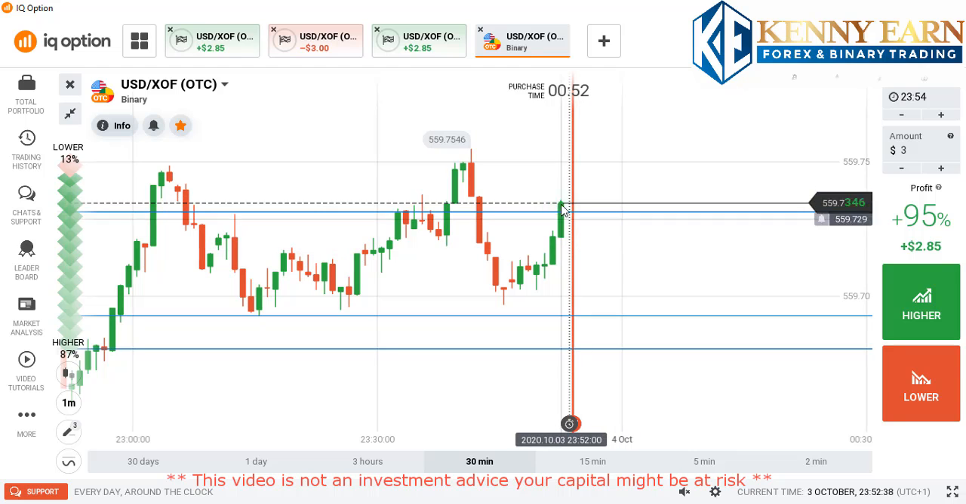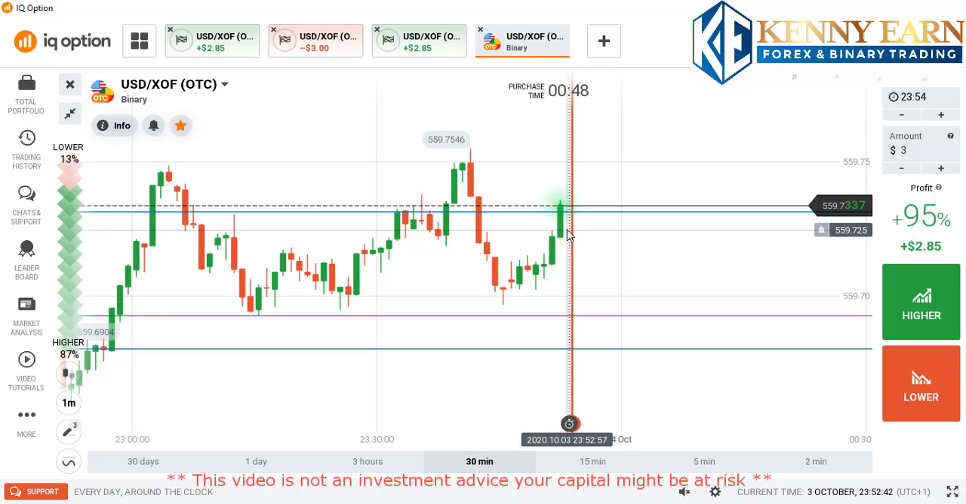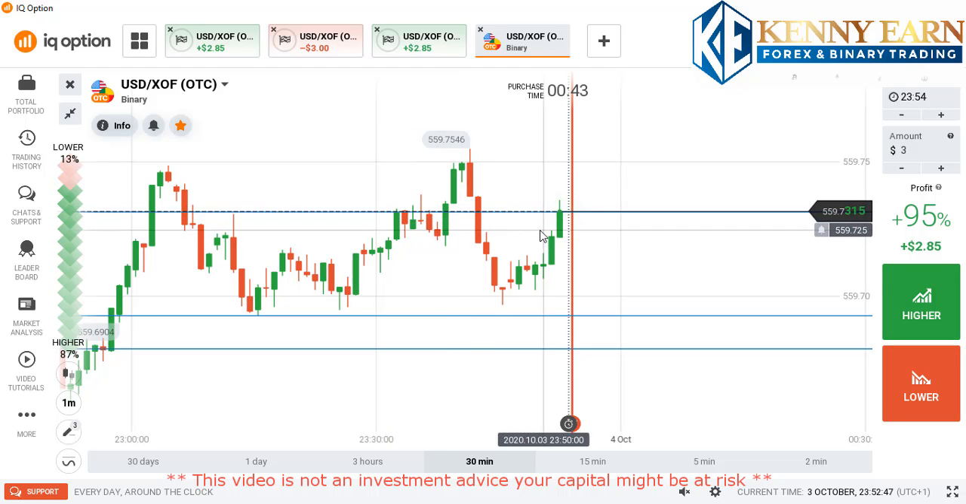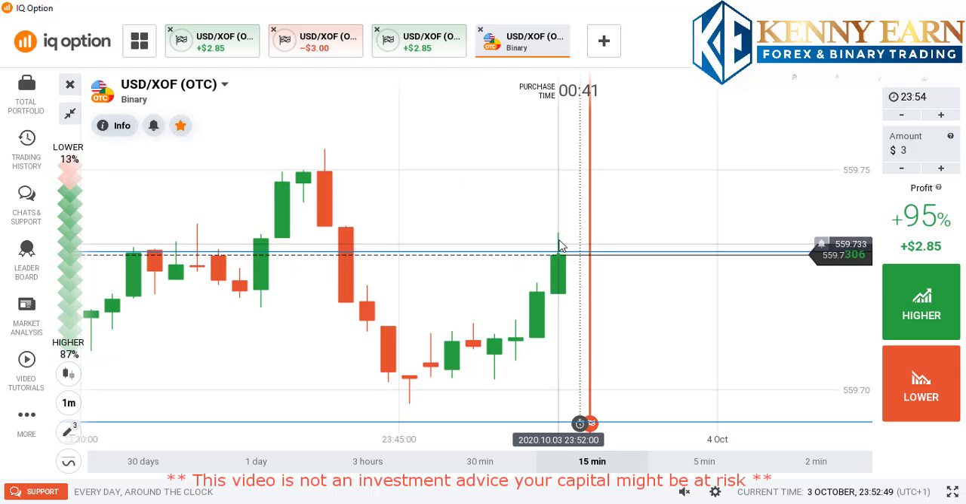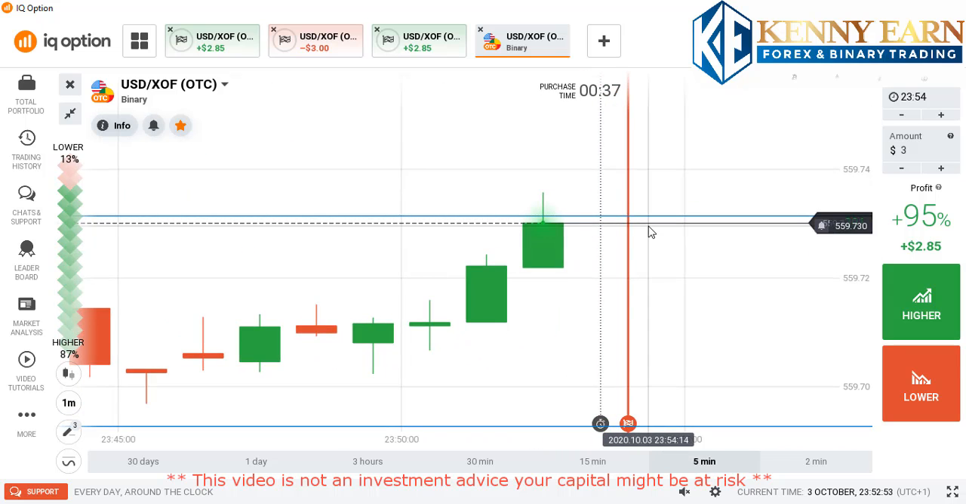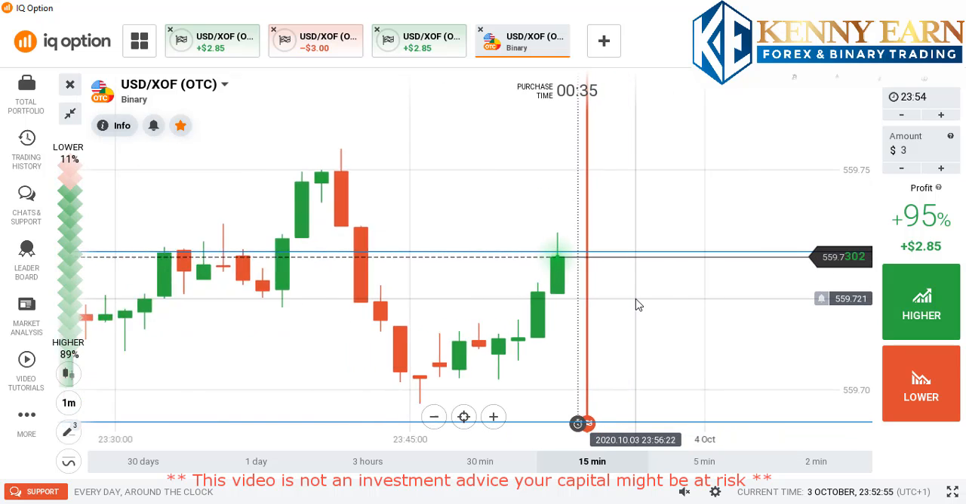So as a trader, you don't need to chase price. You don't need to fear missing out on trades, because every moment is unique in this market. Even though you don't take a trade, you still have thousands of opportunities to do that. So you don't need to chase price.